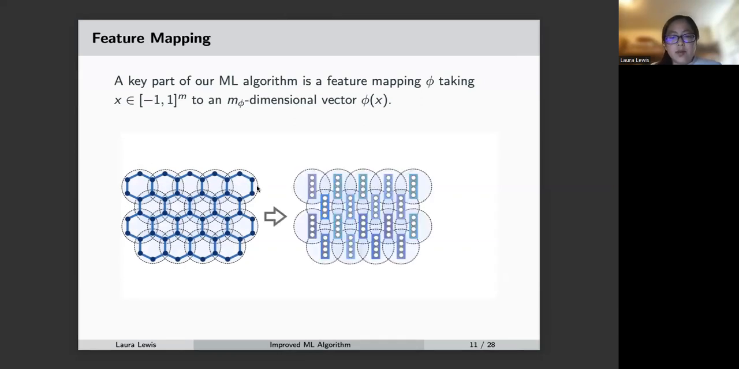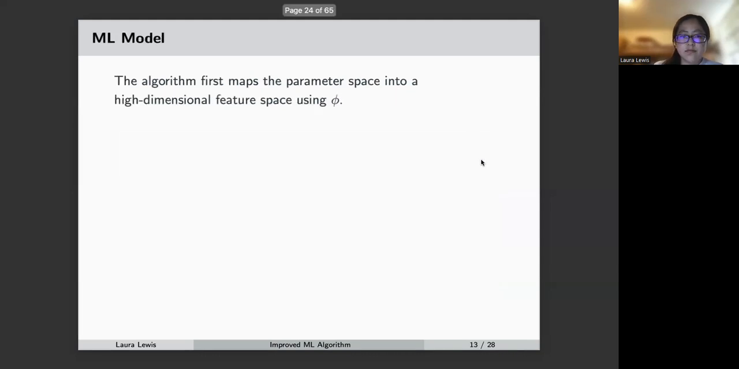And what we do in the feature mapping, I'm just giving it at the high level, and then I'll talk about what it is specifically in the proof ideas. Essentially for each of these local regions of parameters, we just create a small vector for each of those regions, and then we concatenate that together for all of the regions. And that's how we get our feature vector phi. So, like I said, first we take the parameter space and map it into this higher dimensional feature space created by these concatenated vectors.